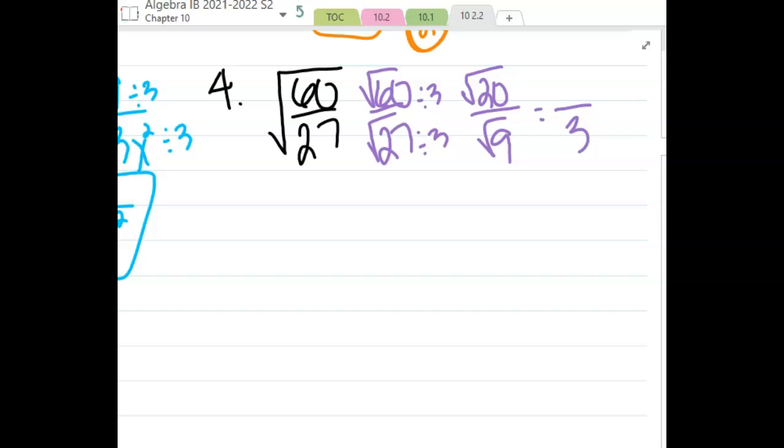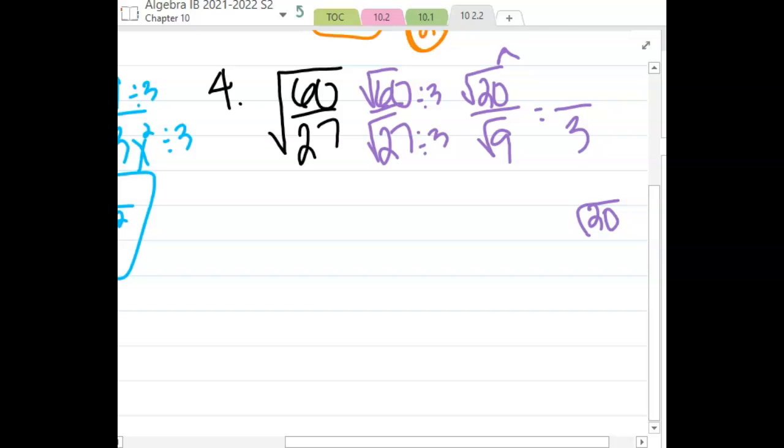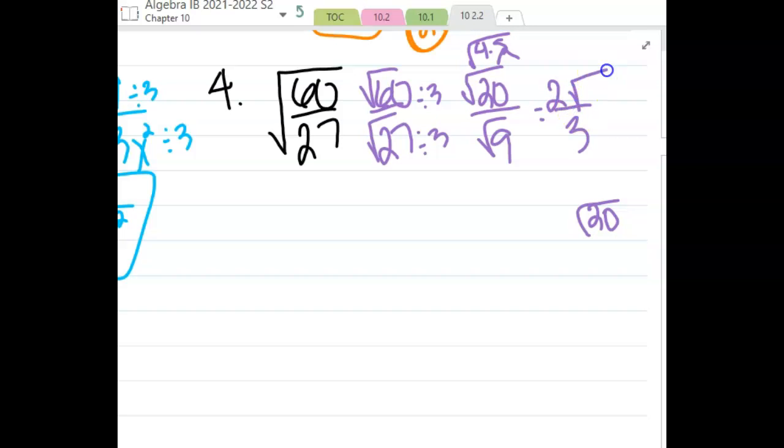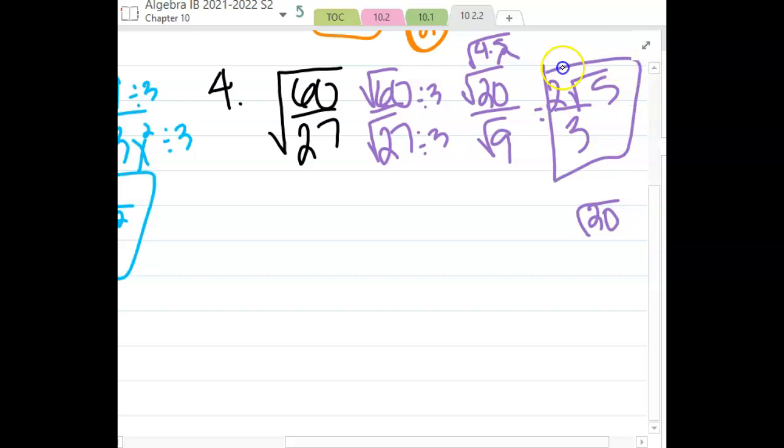We need to simplify the square root of 20, so what perfect square goes into 20? 4. 4 times 5. The square root of 4 is 2. I can't take the square root of 5, so it stays the square root of 5. You want to make sure that you can't simplify anything. The 5's inside, so it couldn't be reduced with anything, but the 2 and the 3, they don't have anything in common. If they did, you could reduce them, but they don't.